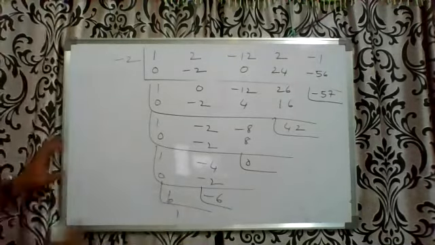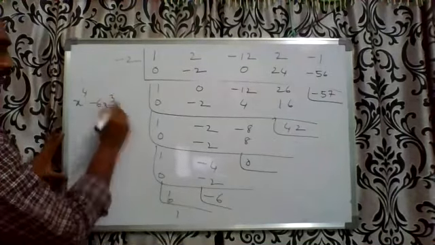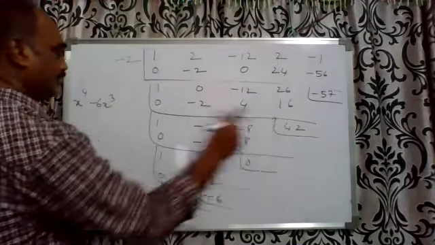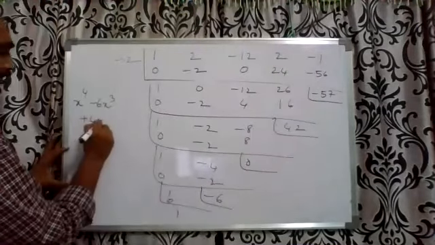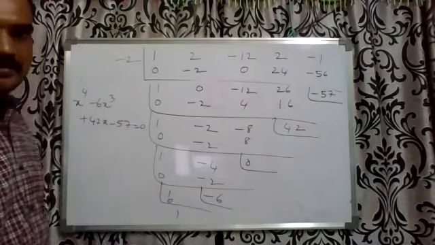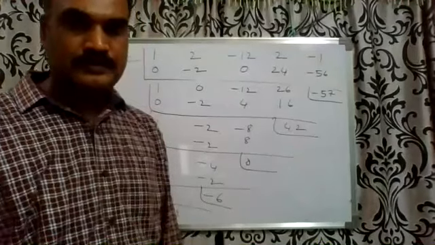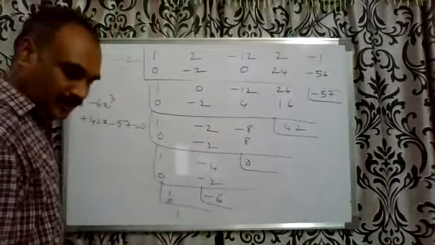This is x to the power of 4. Final answer: x to the power of 4 minus 6x cube, no x square term, plus 42x minus 57 is equal to 0. So eliminate the third term. Eliminate the third highest power.